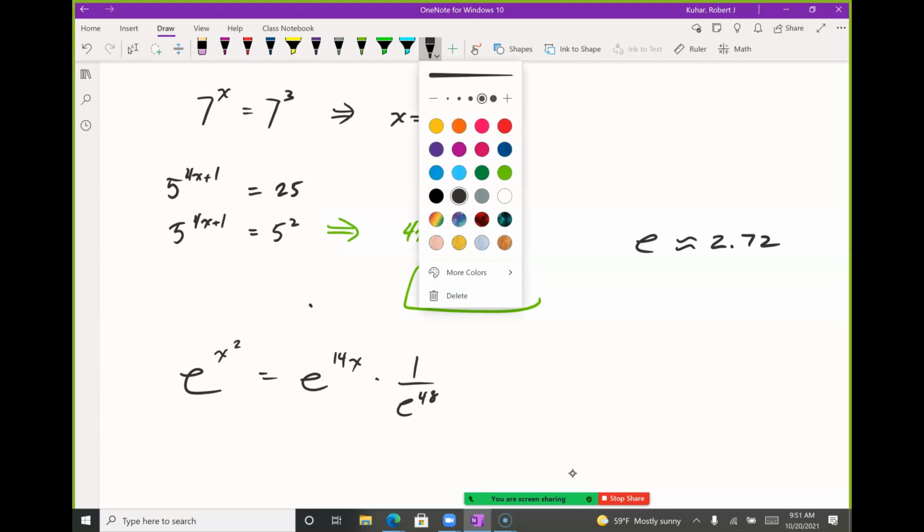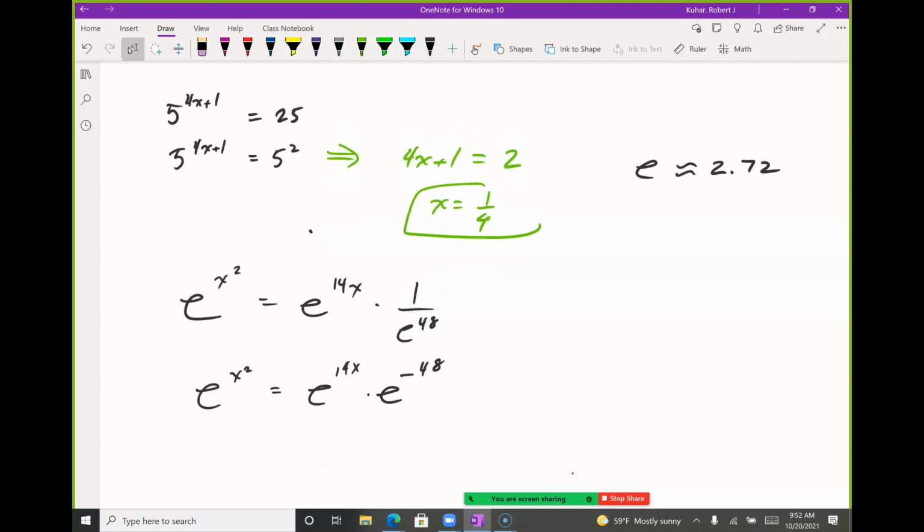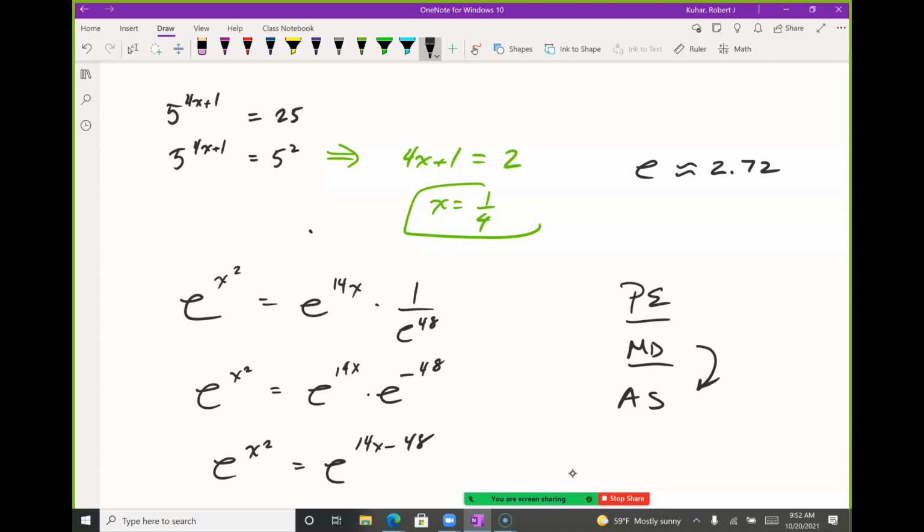So I have the same base. What's the base here? I'm just trying to get it to a single base on both sides. So I can bring up that e by changing my exponent to negative. And now when I'm multiplying like bases, what do I do with the exponents? I add them, right? Please excuse my dear Aunt Sally. When I'm multiplying like bases, I add the exponents.